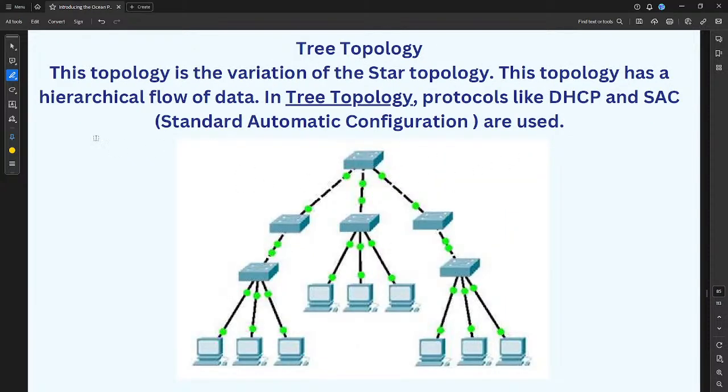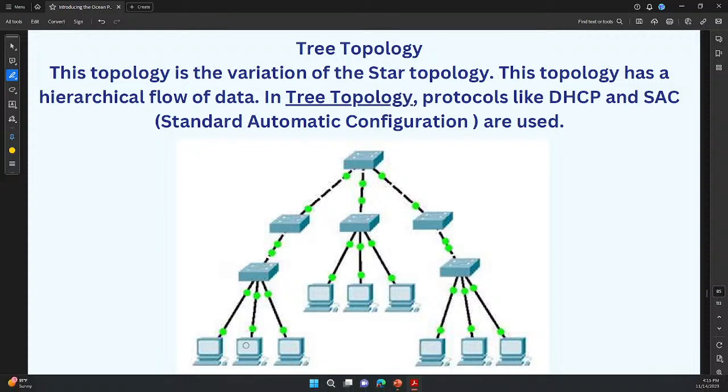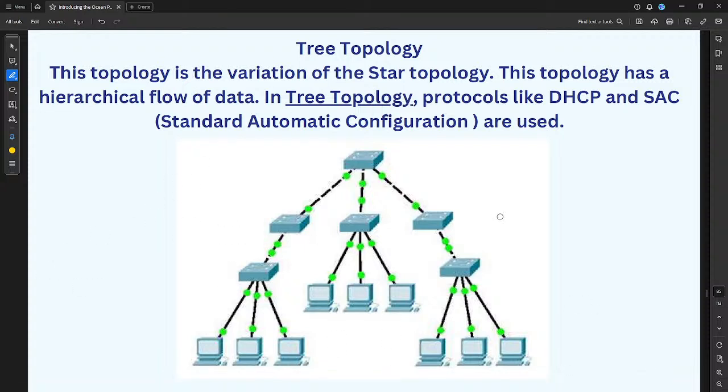Then we have the tree topology. In this topology, we have different variations of star topology involved, which makes it a tree topology. Now we have protocols like DHCP and the standard automatic configuration being used here.